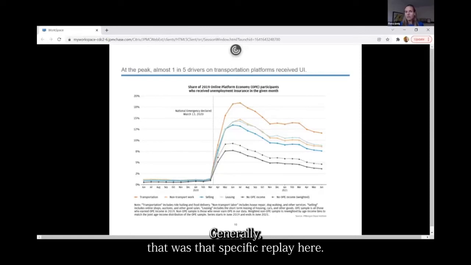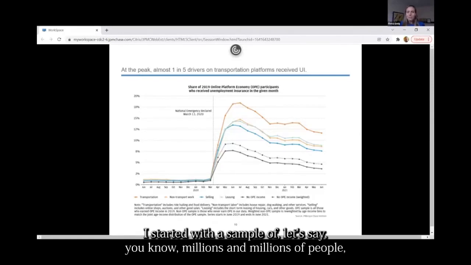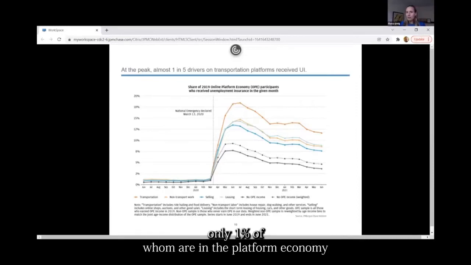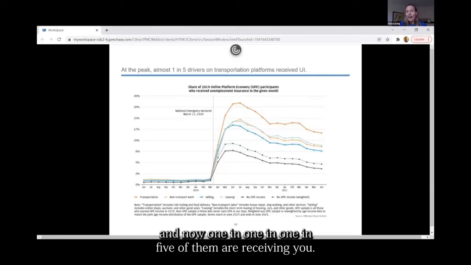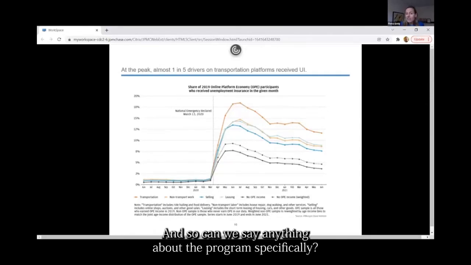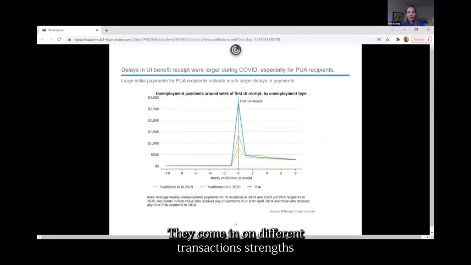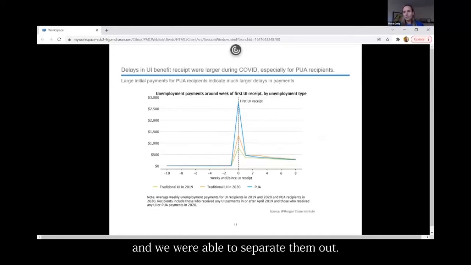Now, was that specifically PUA? Here, it's probably worth noting that we're really pushing the data hard here, right? I started with a sample of, let's say, millions and millions of people, only 1% of whom are in the platform economy. And now 1 in 5 of them are receiving UI, right? So we're cutting the sample down really, really hard. And so can we say anything about the PUA program specifically? Well, it turns out, yes. In a few states, they have been administering the PUA program separately, distinctly from regular UI. They come in on different transaction strings, and we were able to separate them out.